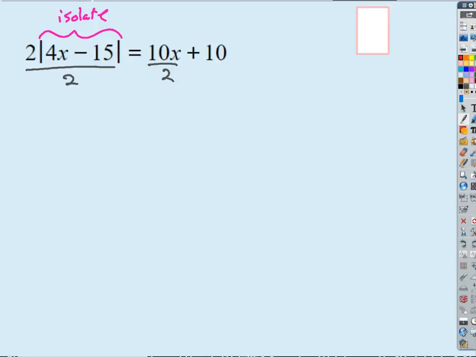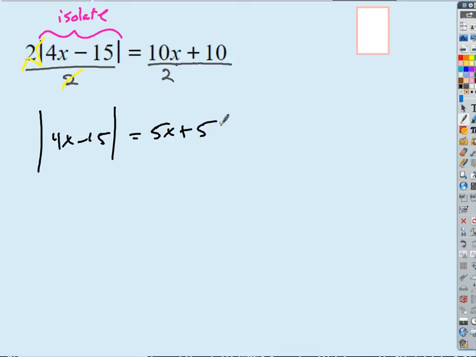So I have to divide this whole side by 2, not just the first term, the whole thing. That's useful because I can cancel the 2's here, and I end up with the absolute value. And make your absolute value bars a little bit taller than the numbers and the variables, so you don't think it's a 1, right? Absolute value of 4x minus 15 is equal to what? If I divide the whole right side by 2, what do I get? There you go, 5x plus 5.